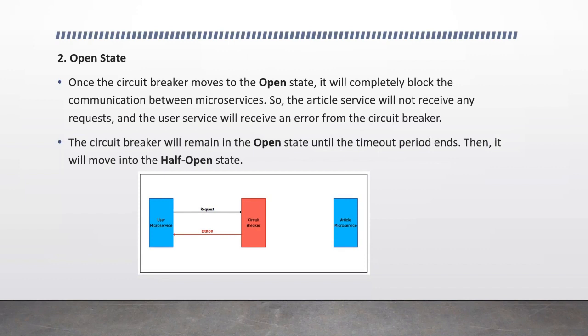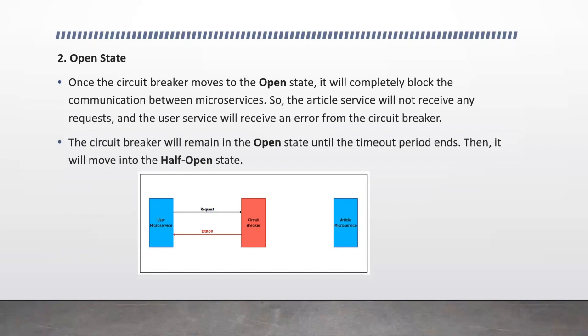So the particular service will not receive any request, and the user will receive an error from the circuit breaker. That means if I specify my failure requests, say around 10, I'm just giving some number, 10. If my threshold value is met, if 10 requests have failed, then immediately what happens? My state moves to open.